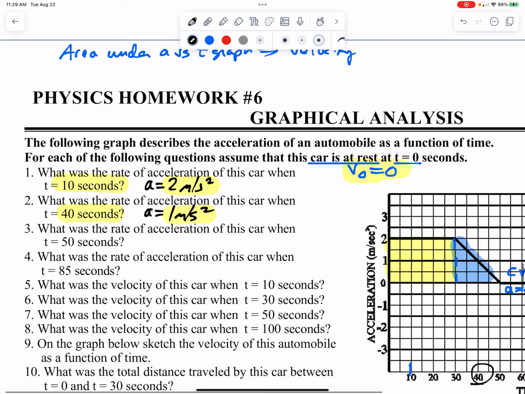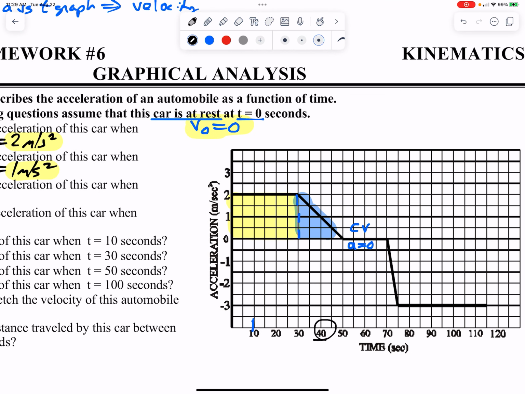Okay, what is the rate of acceleration at 50 seconds? Well, 50 seconds is right here. That would put it here. You can see that's 0 acceleration at that point.